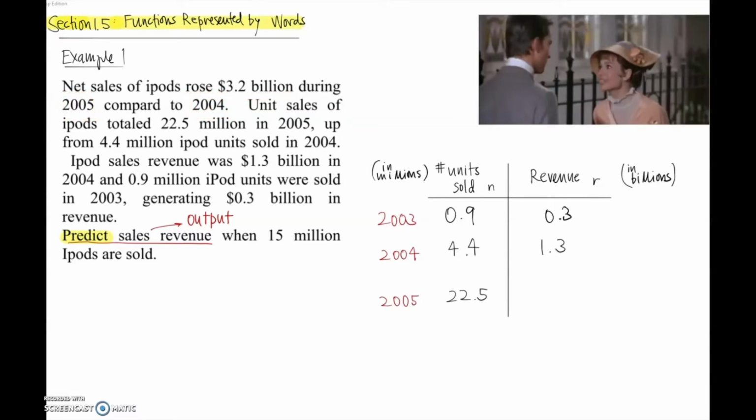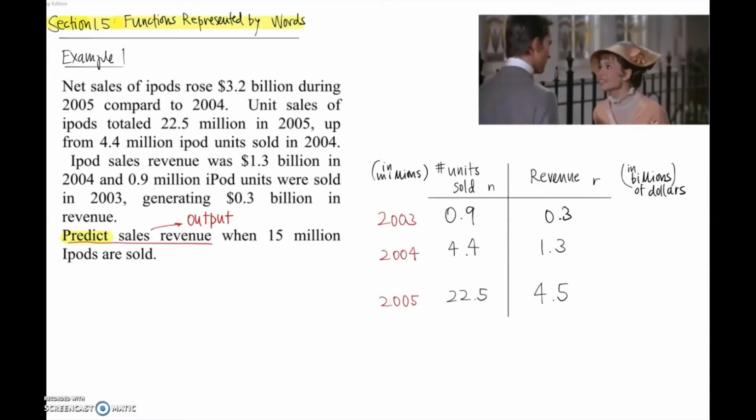And so this 1.3, we're going to add to it 3.2, and in 2005, we know that it was 4.5. And that's billions of dollars. So we should go up here actually and say that revenue is being described in billions of dollars. That's the true unit of revenue.